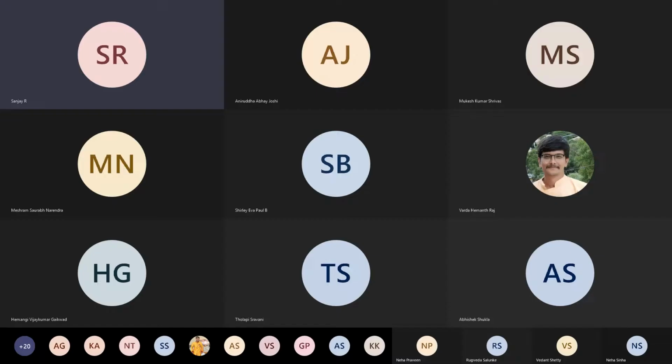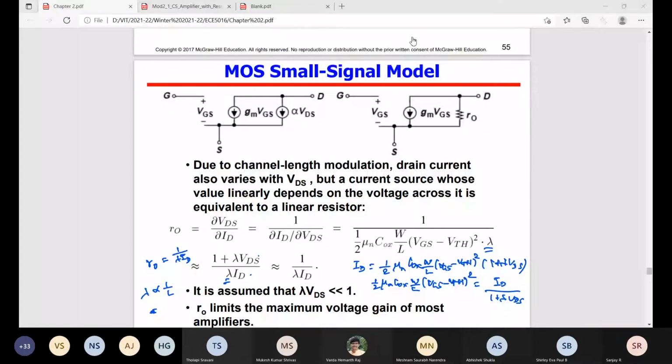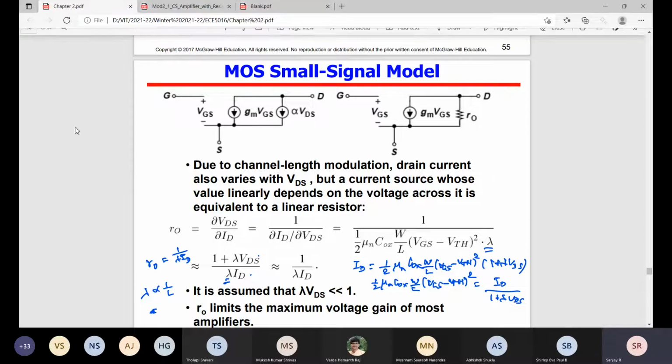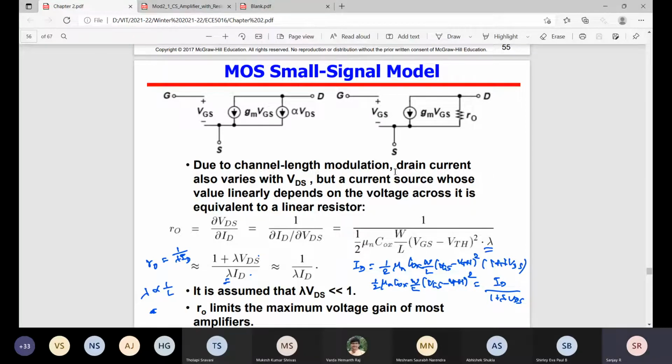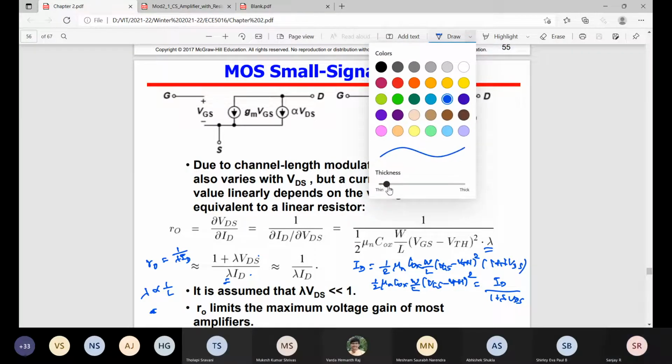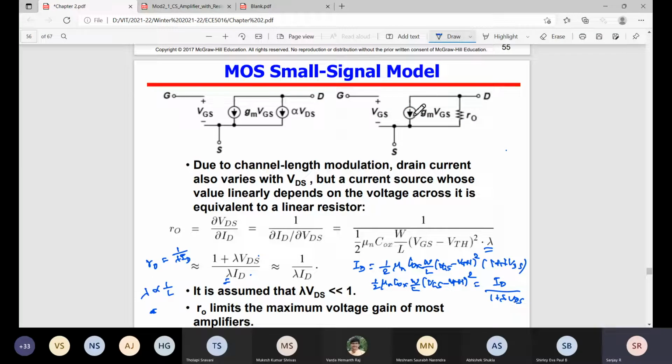MOSFET transistor. We finished up to finding the transconductance and finding the channel length modulation resistance. So today we'll finish that small signal modeling. We found gm. The formulas are for gm and r0, where r0 equals 1 by lambda ID. So this is the small signal equivalent model of the MOSFET.